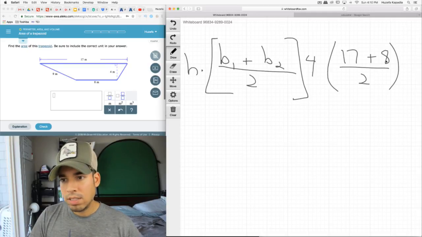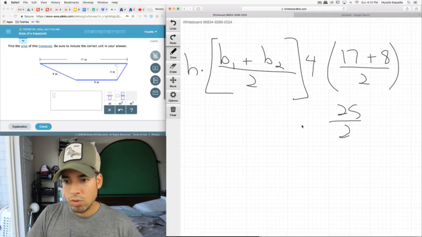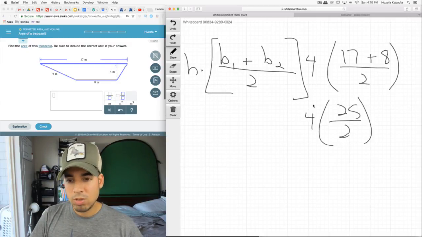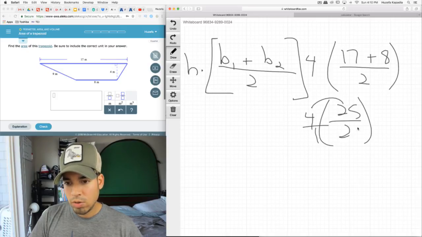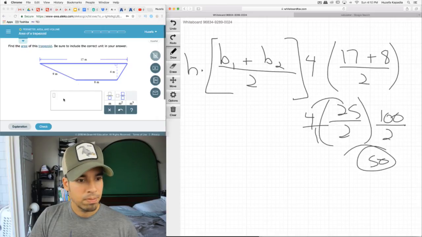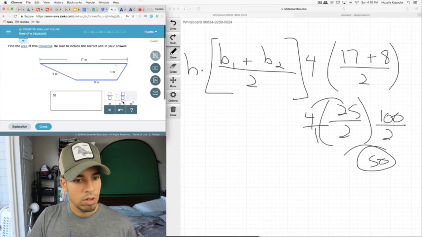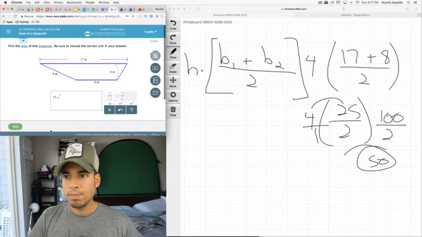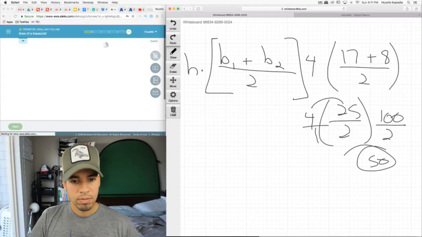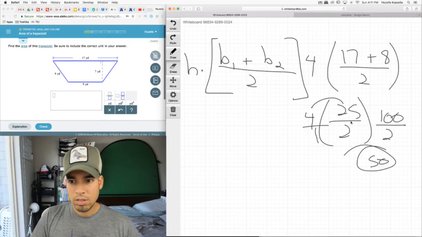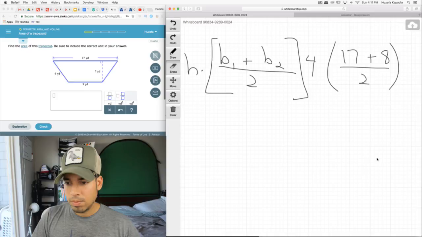And now we can evaluate. 17 plus 8 is 25 over 2 times 4. In this case, I'm not going to divide it by 2 because it will be a decimal. Instead, I'm just going to multiply across the numerator. And I get 100 over 2, which is 50. Oh, meters squared. Oops, let's actually not delete this. So I'm going to leave this up here.